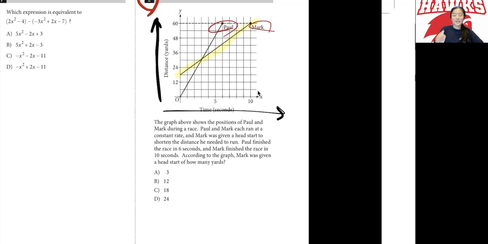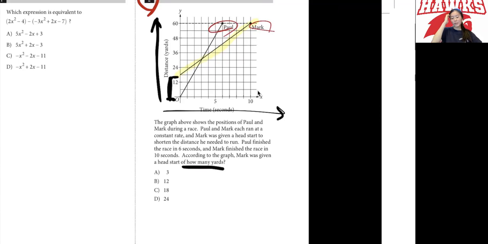But in this case, what really matters is what you see at the very end of this paragraph: how many yards. So they're not interested in time. Everything they're saying about 6 seconds, 10 seconds, that doesn't matter. What matters is this distance right here.